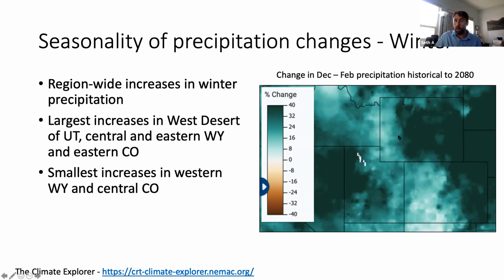And for all of the region, there is a significant increase projected in precipitation. And in much of the region, there's a 30 to 40% wintertime precipitation increase. But if you notice where this is located, a lot of these areas with the strongest precipitation changes are at lower elevations. So we have the West Desert of Utah, the Eastern Plains of Colorado, and much of Eastern and Central Wyoming. The smallest increases in precipitation that are projected are in Western Wyoming, much of the Rocky Mountains in Colorado, and Eastern and Northeastern Utah.